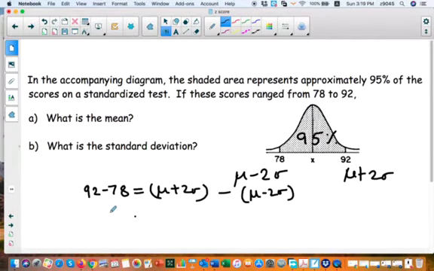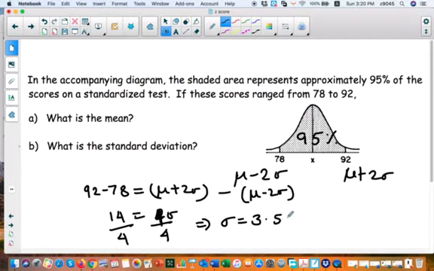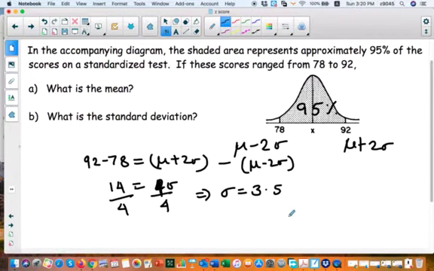So 14 equals 2 plus 2, which is 4 sigma. This is going to be 4 sigma divided by 4, so the value of sigma equals 3.5. So we calculated the standard deviation for this question, which is equal to 3.5.